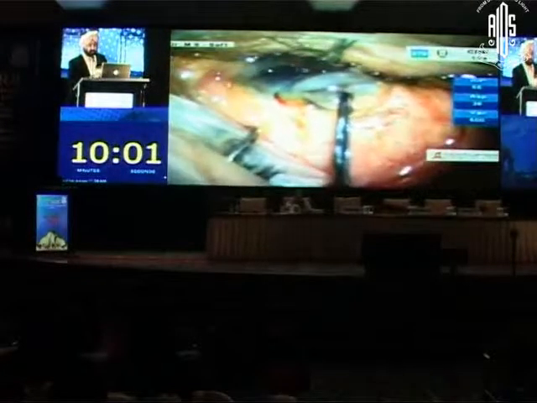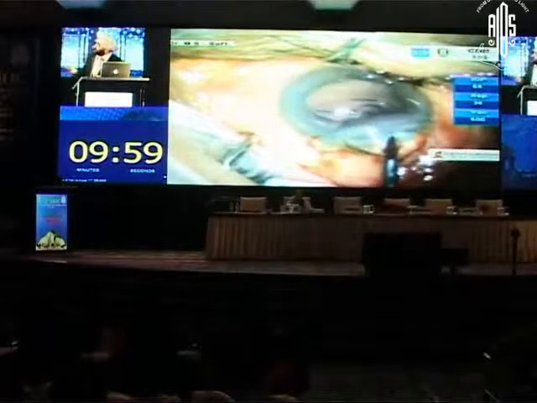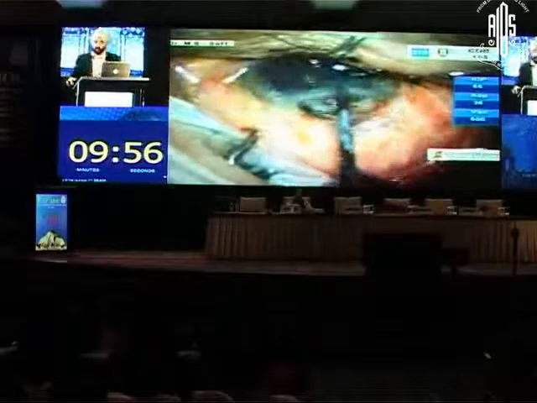Now the next problem that comes in is, you can see how thick the lens is. Can you see? Plus 55.